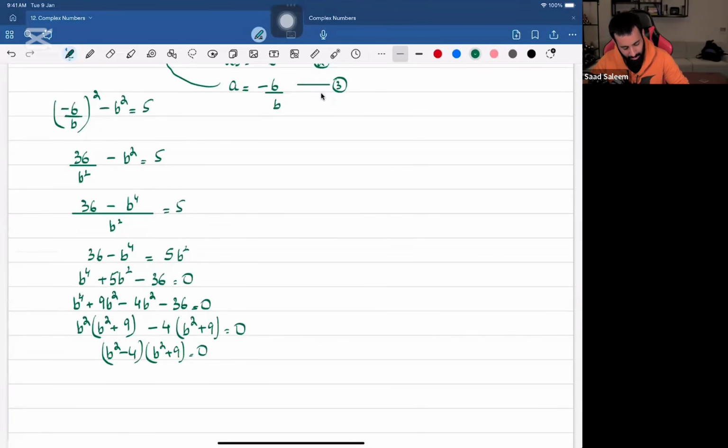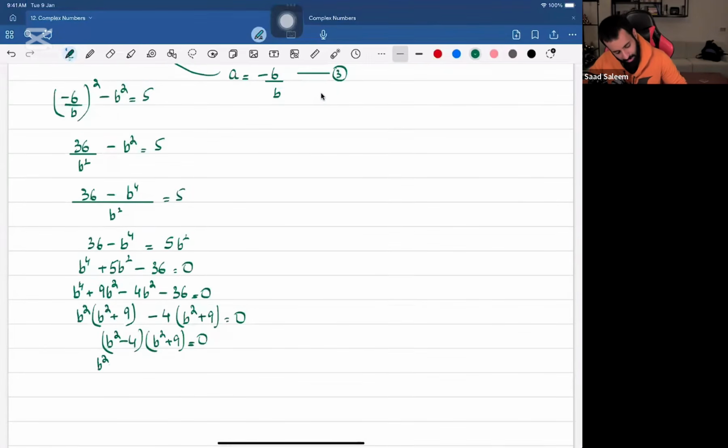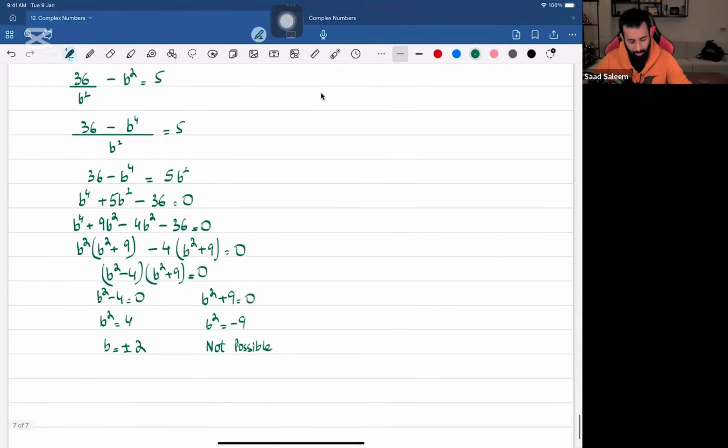Now remember, b itself has to be a real number because it's the coefficient of iota. So when you take b squared minus 4 equals to 0, this is something that you can solve. b squared equals to 4, b is equal to plus minus 2. But when you do b squared plus 9 equal to 0, this is not possible. So don't think that just because you now know complex numbers, you can solve this. Well, you can solve this, but it won't be a valid answer because we just want the coefficient of iota, which has to be a real number. Combined with iota, it's an imaginary number, but just the coefficient is real.